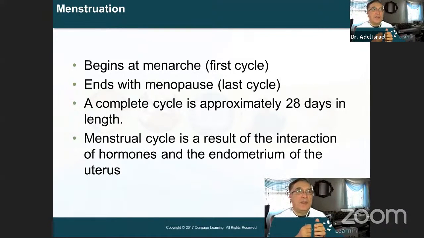We know that the complete cycle is about 28 days if it is regular. As I told you, regular means 28 days, and the midday is day 14. If it is regular, by day 14 ovulation will happen. And the lady is familiar with this, that she can feel a slight fever or slight pain from one side of the ovary during the day of ovulation. She is familiar with that.